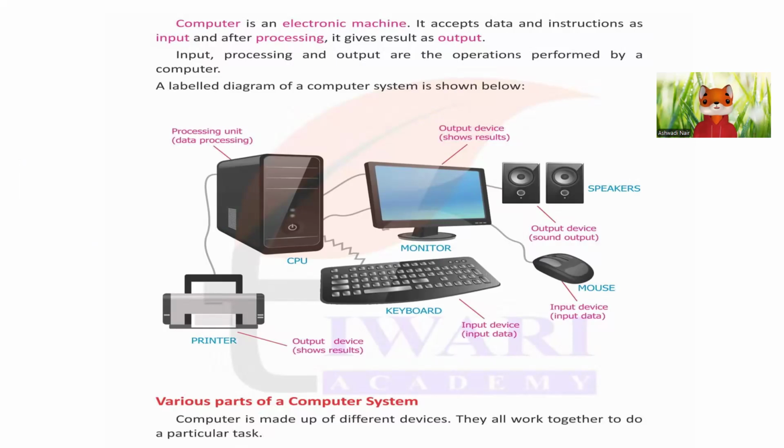Okay, so there are three operations which the computer is performing. Which are the three operations? That is input, processing, and output. As you can see, the labeling on input and output device.